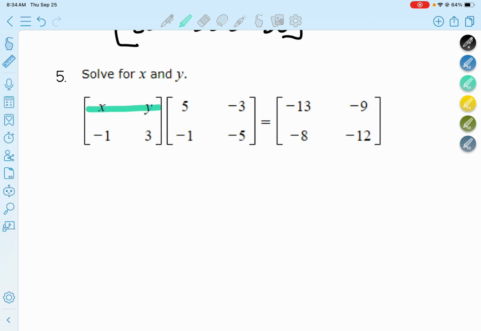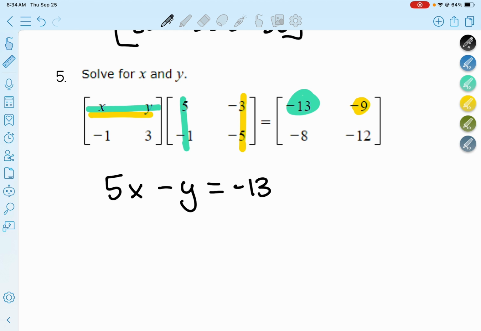So I'm going to go first row times first column, which should get me negative 13. Then I go first row times second column, which should get me negative 9. So when I do that, I'm going to get 5x minus y equals negative 13. And then I'm going to get negative 3x minus 5y equals negative 9.